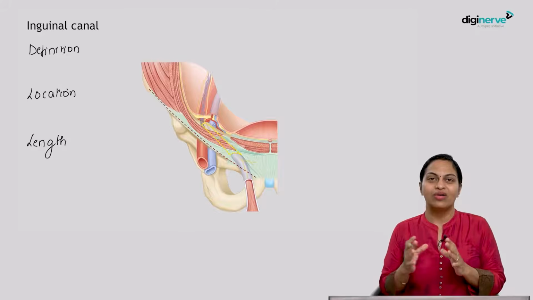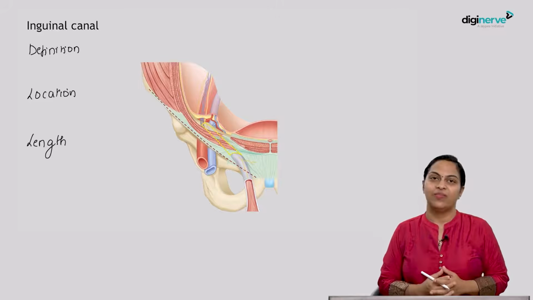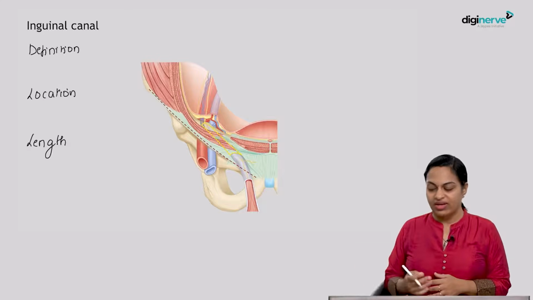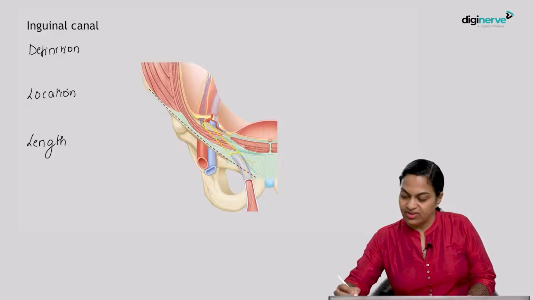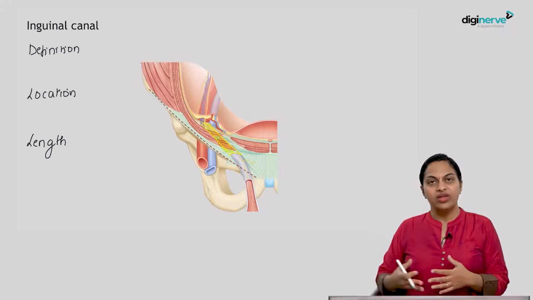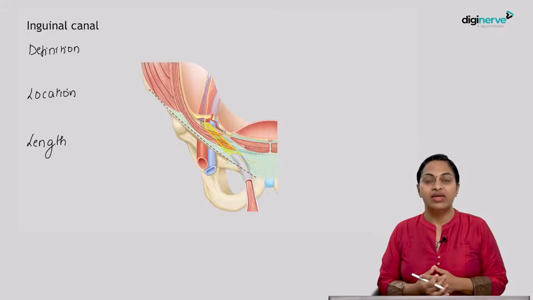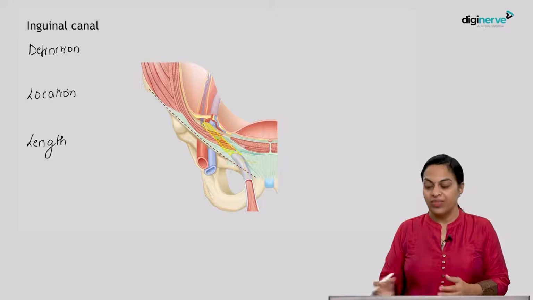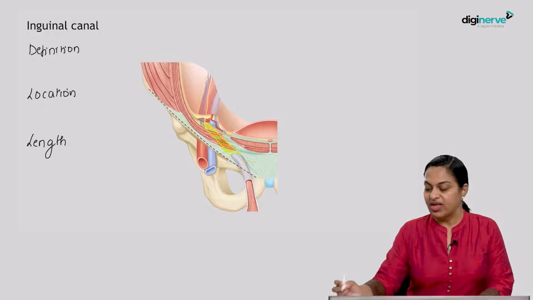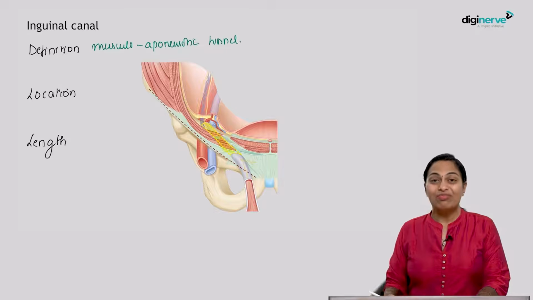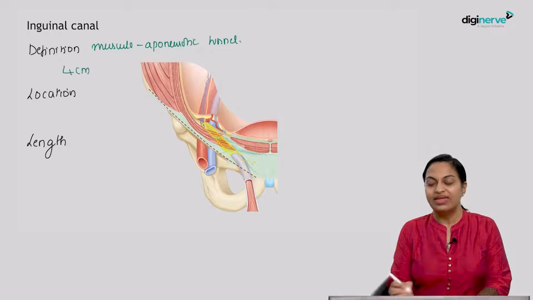Now, the second part of this session: the inguinal canal. So this inguinal canal is oblique, as you see here. It is situated within the layers of the anterior abdominal wall, between the three flat muscles that we saw and their aponeuroses. Hence, it is a musculo-aponeurotic tunnel. It measures 4 centimeters in length.